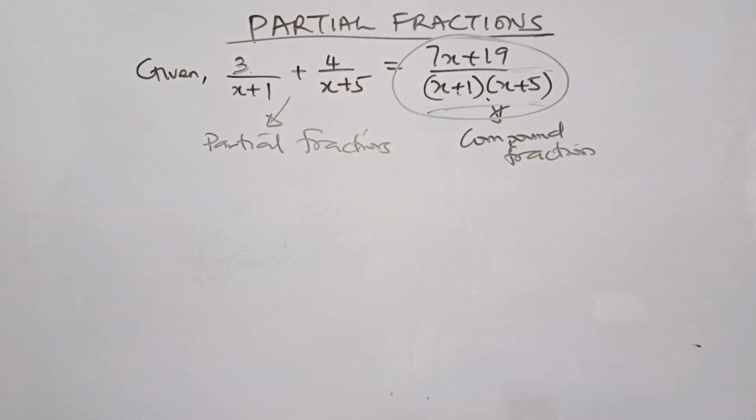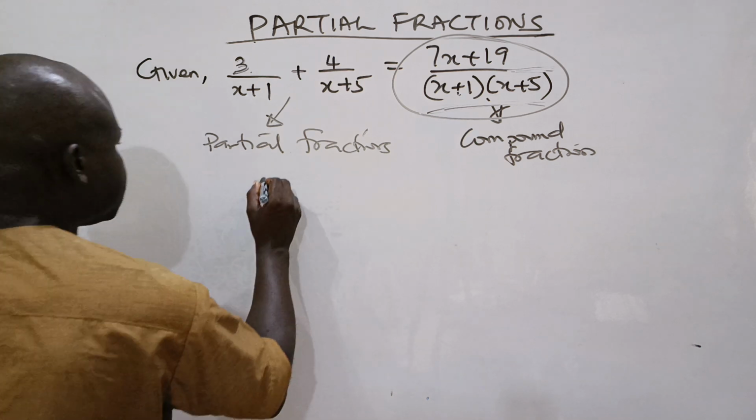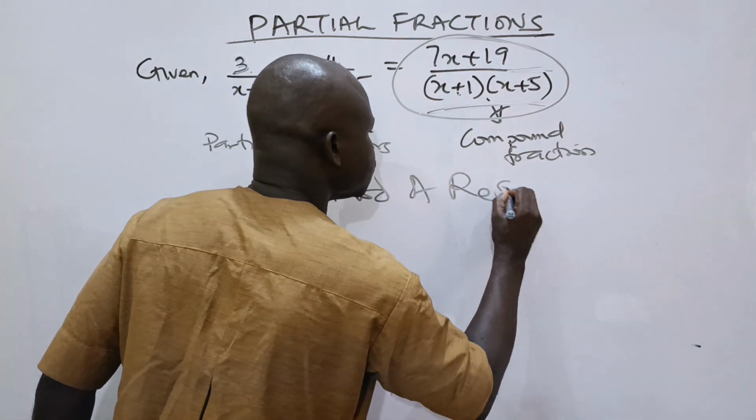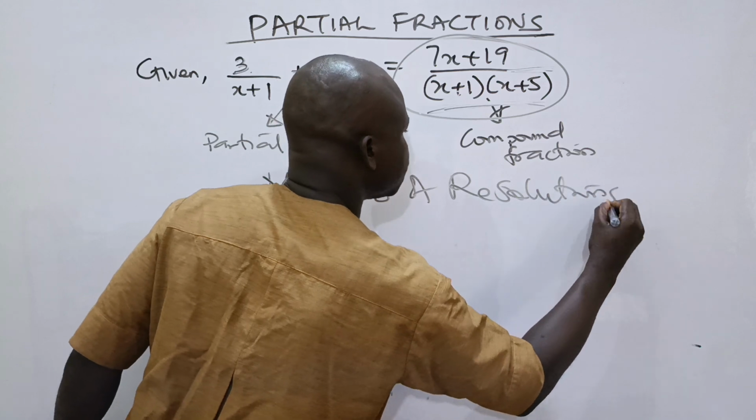So we should take note that under partial fractions, it is the nature of the factors of the denominator that will tell us how to resolve a compound fraction to the sum of its partial fractions. We should also know that there are two methods of resolution if you want to resolve a compound fraction to partial fractions.